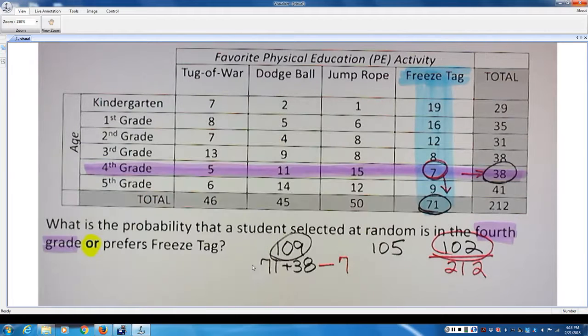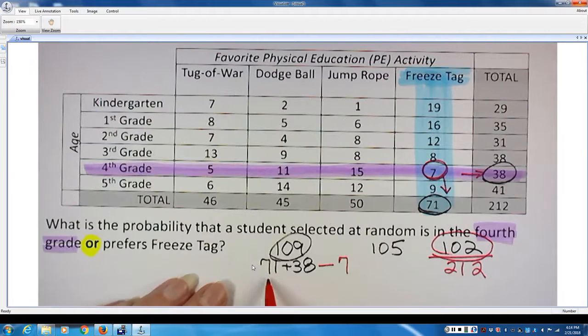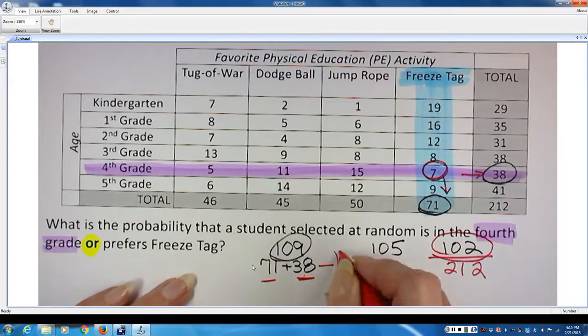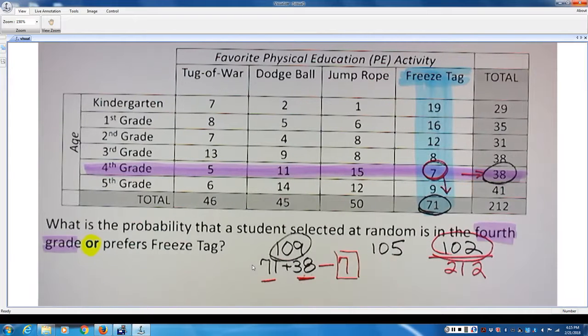So what you do here is you're going to take the total number of fourth graders plus the total number of kids that preferred freeze tag, but you're going to subtract back out the ones that you already counted because they were fourth graders. Because they don't count twice.